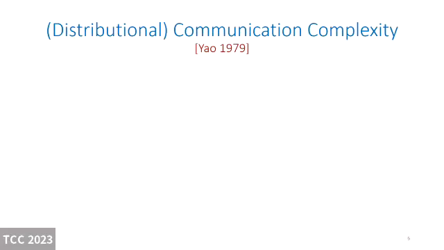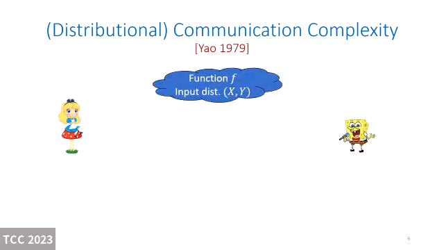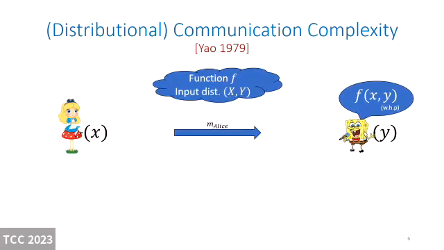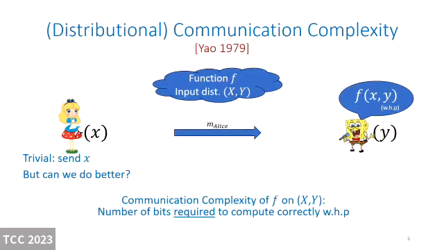So a quick introduction to communication complexity. The setting is that we have two parties, Alice and Bob, and we have a function and input distribution. An input is sampled, and Alice gets X while Bob gets Y. And now Alice needs to send some message to Bob, and Bob needs to output f of x,y with high probability. Now, there are no secrecy requirements, so the trivial solution is for Alice to just send her entire input. However, for some functions, she may be able to send a shorter message, and the communication complexity of the function over the input distribution is the minimal number of bits Alice has to send so they can compute the function correctly with high probability.